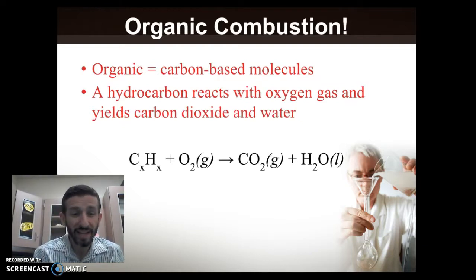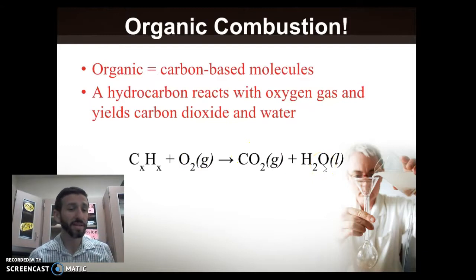So anything that's organic is something that's carbon-based. The skeleton of the molecule is based on carbon, okay? So we're going to have a hydrocarbon, which is any kind of molecule that's mostly hydrogen and carbon, and I have X's here because there's many different types, okay? So the number there can change. Burning in the presence of oxygen, making carbon dioxide and water.